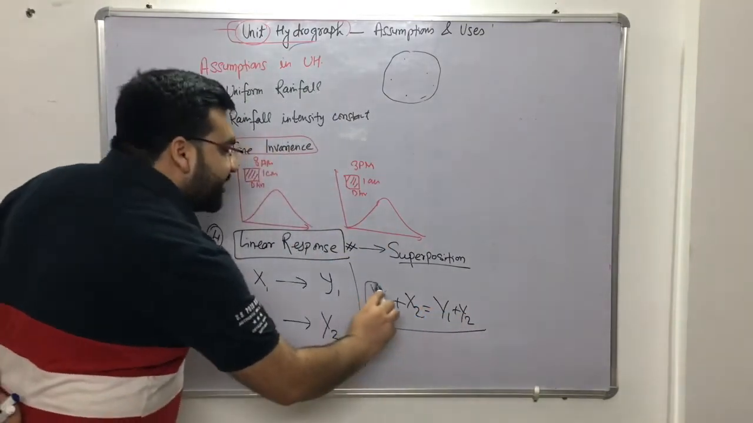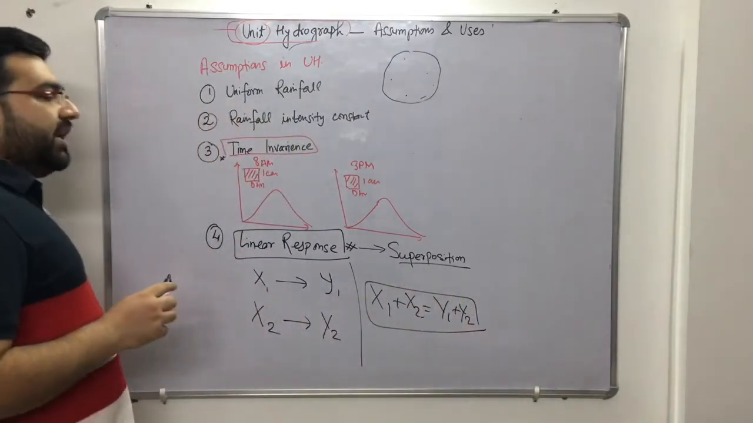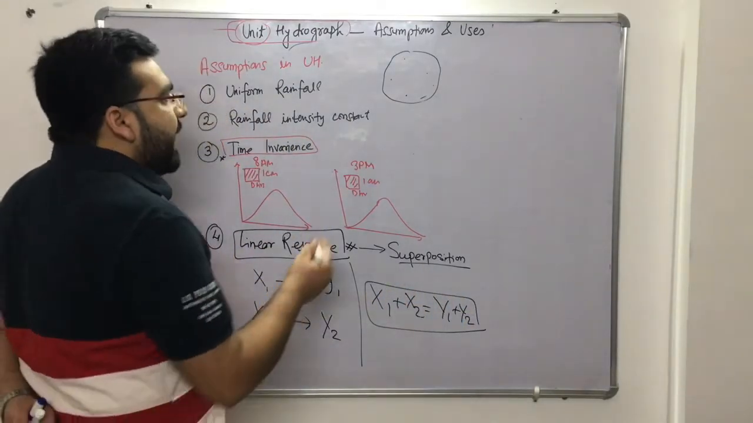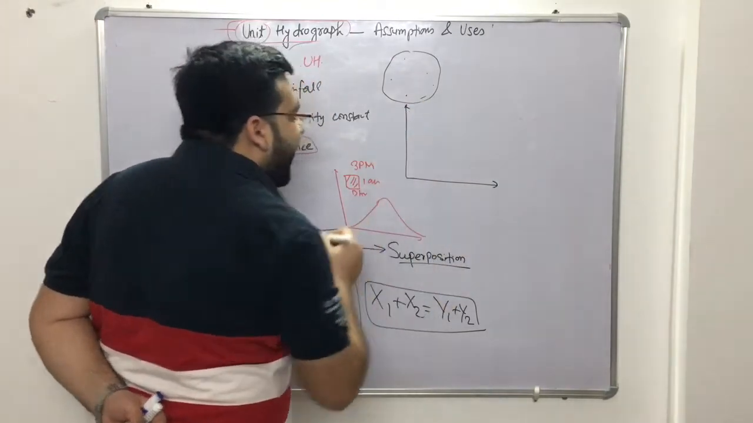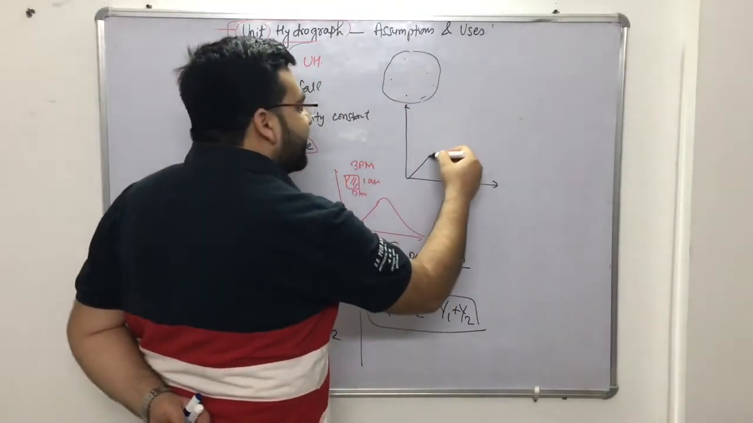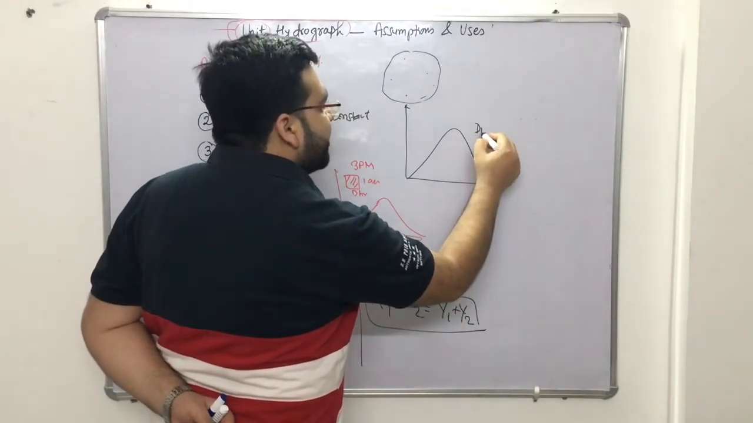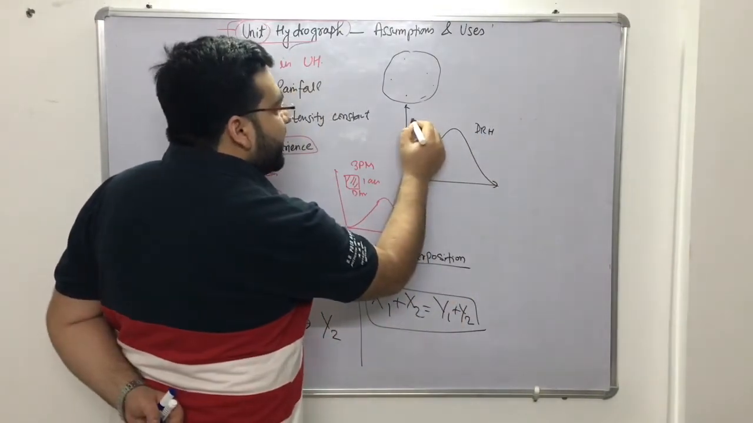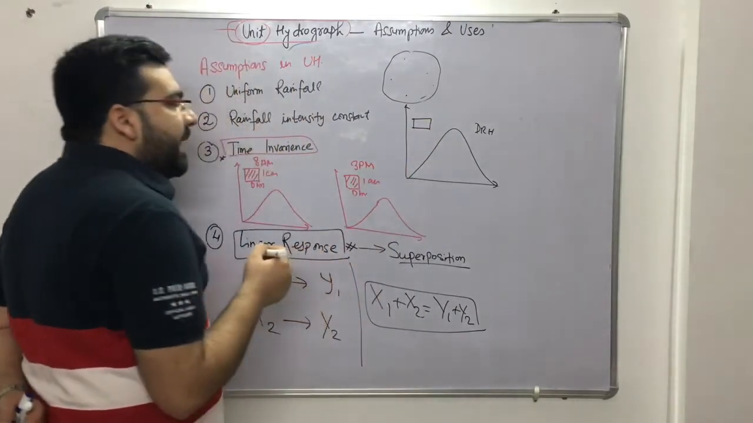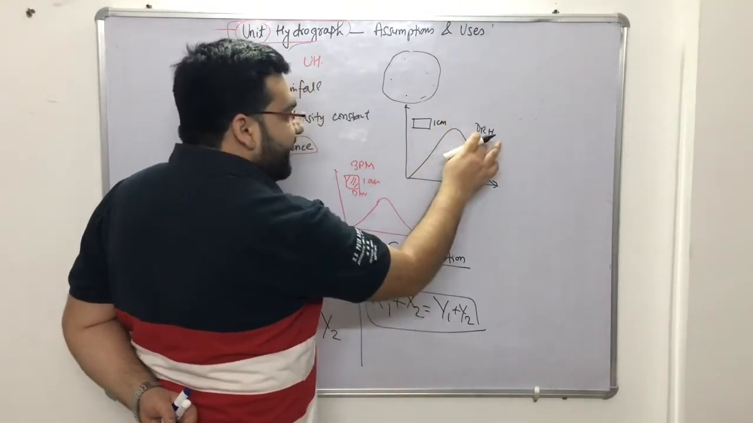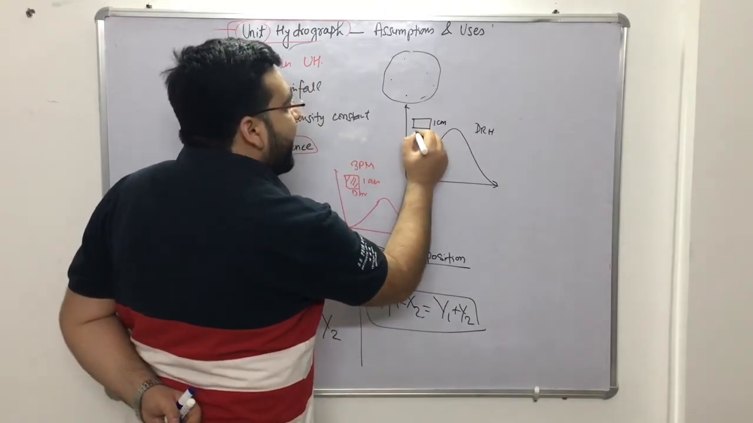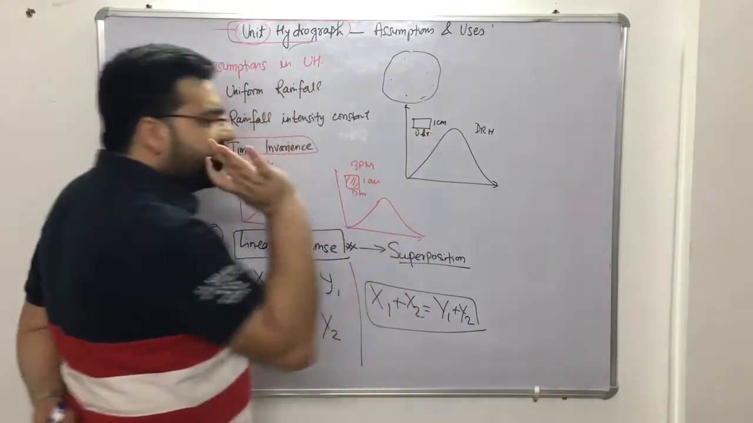Now how is it actually used? In GATE examinations, these questions are coming. For example, you are given a direct runoff hydrograph. Let us say a DRH is given to you, right? This is your DRH given to you. The DRH was, for example, of 1 centimeter depth, right? It is a unit hydrograph, 1 centimeter depth, and some d hour duration.